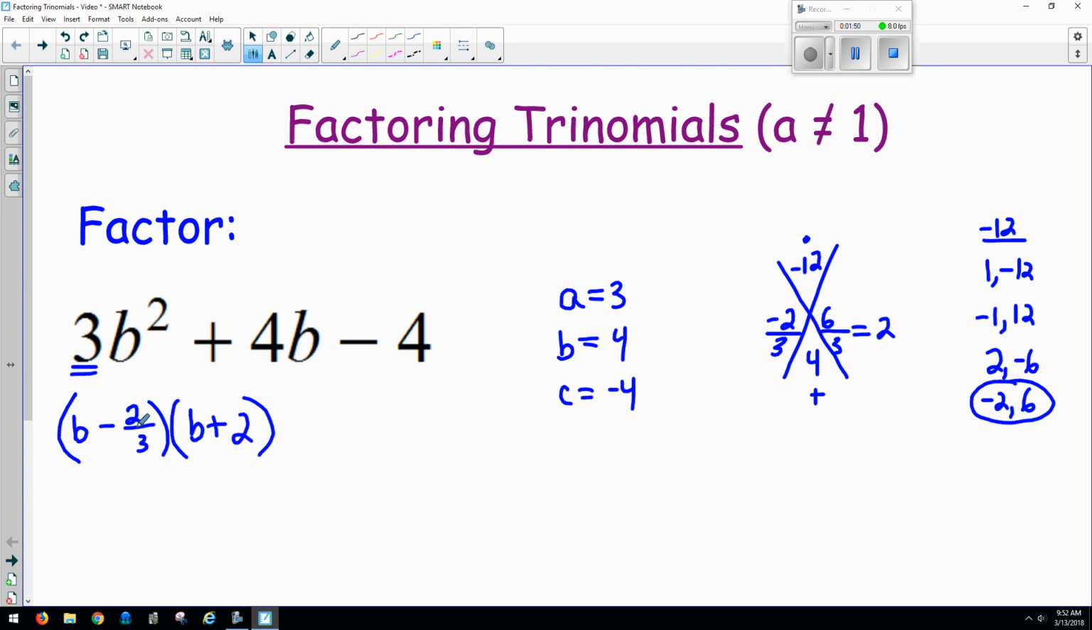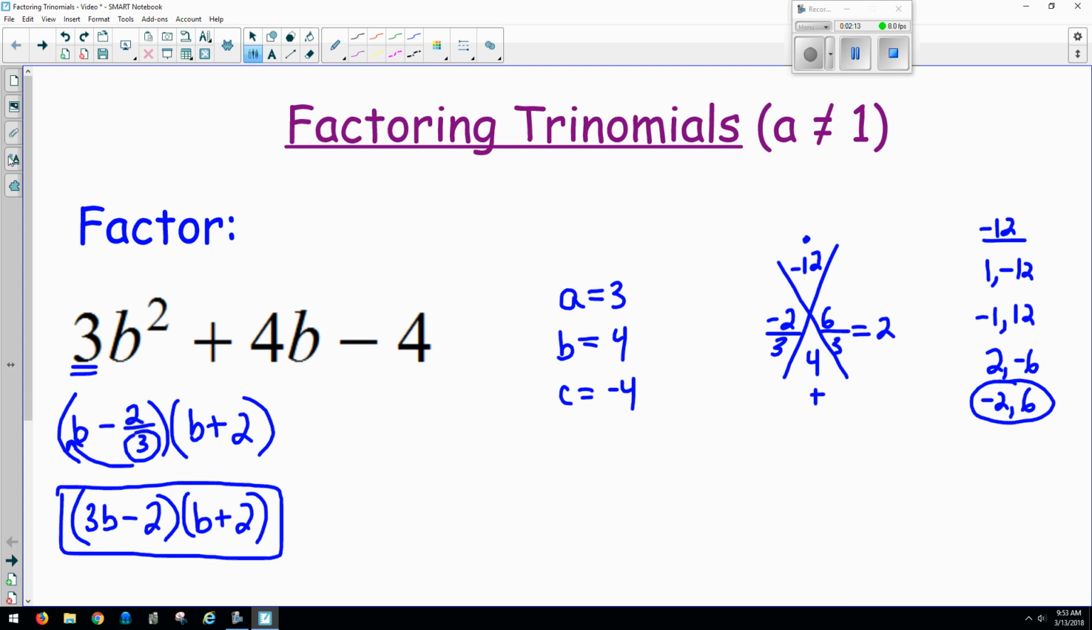The only thing is we cannot leave a fraction in the parentheses, so what we're going to do is take this 3 and bring it in front of the b right here. And I'm going to explain in class why we're able to do that. So this becomes 3b minus 2 times b plus 2. And that is our final result.